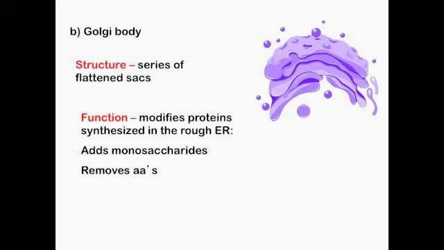The Golgi body is closely related to those structures. It is a series of flattened sacs. Its function basically is to modify proteins synthesized at the rough ER. It does this by adding monosaccharides and removing amino acids, so that, for example, a molecule called proinsulin, the inactive form of insulin, is simply cut up into smaller pieces, has some of the amino acids removed to become an active form called insulin.